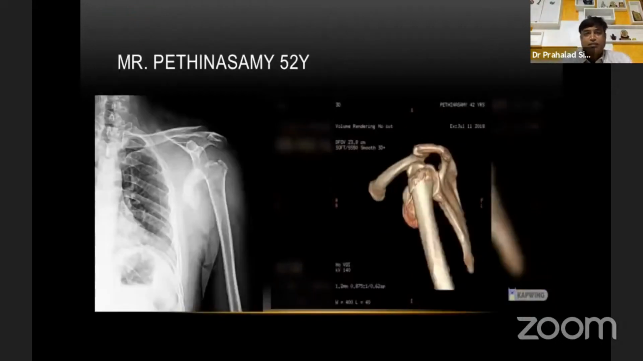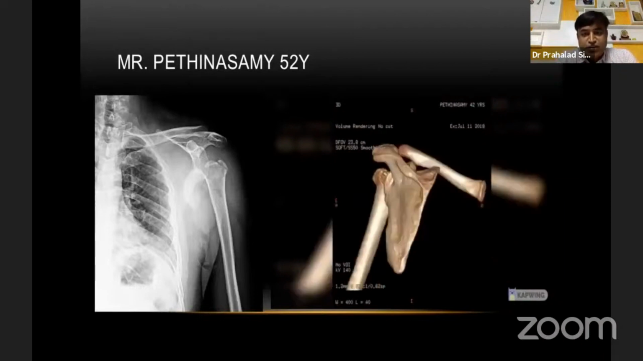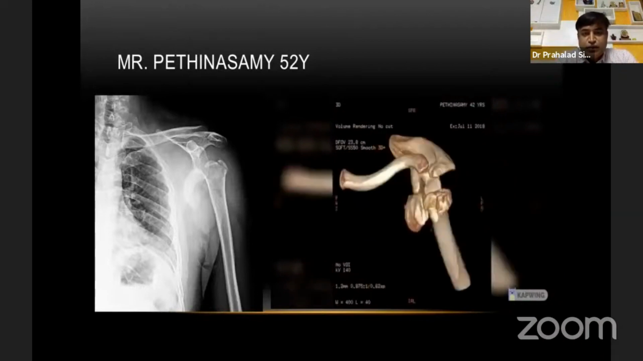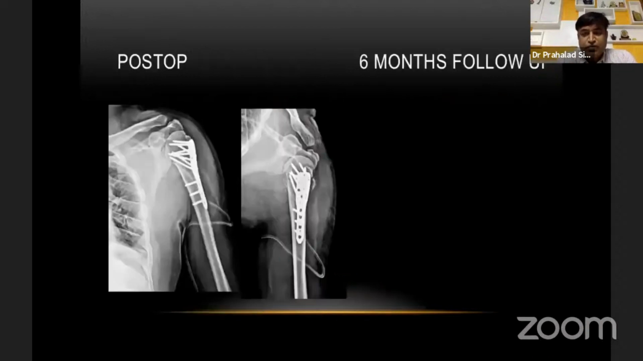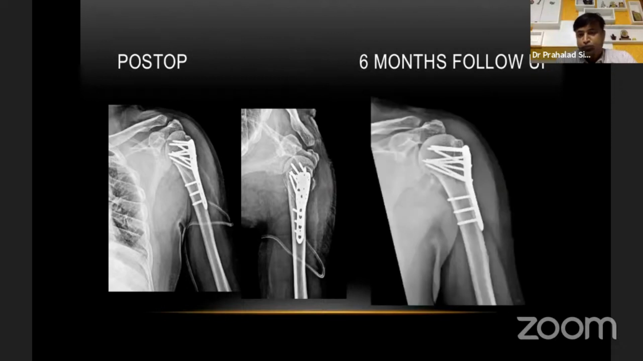This is a more complex fracture dislocation, where you can see that it was a complex 4-part fracture. So we again went in and did a good suture bridge plating. We took a couple of sutures in the cuff anteriorly and posteriorly, and this patient had an excellent outcome in spite of this complex injury.